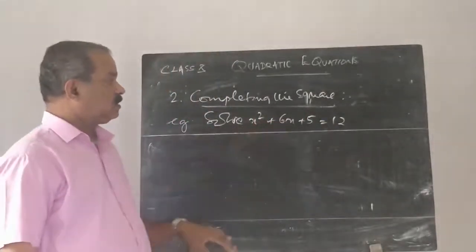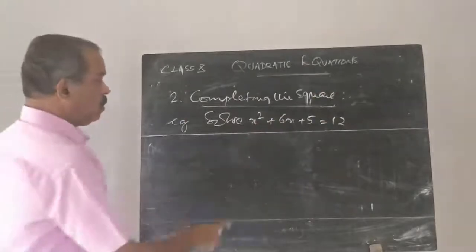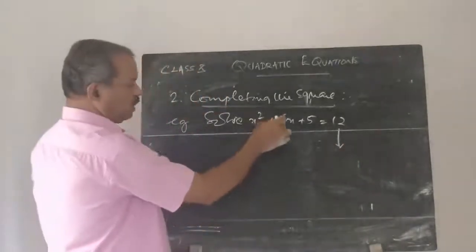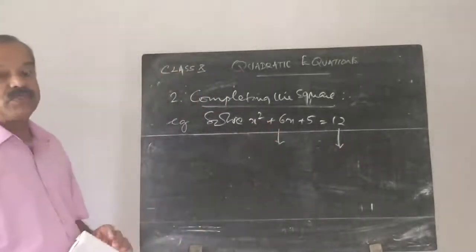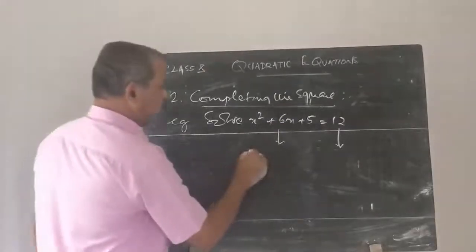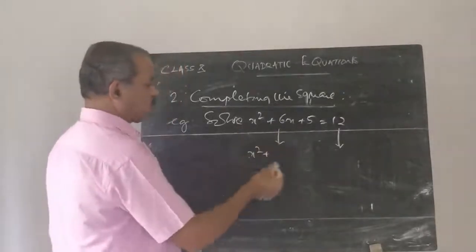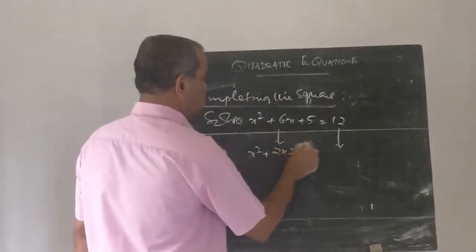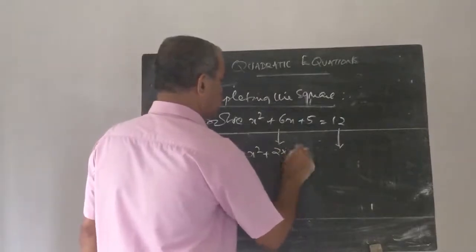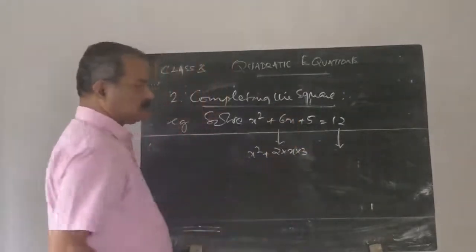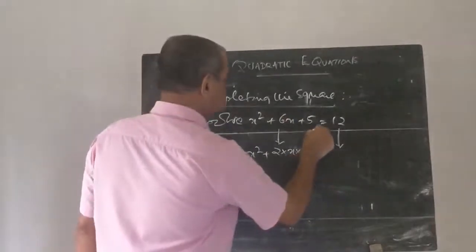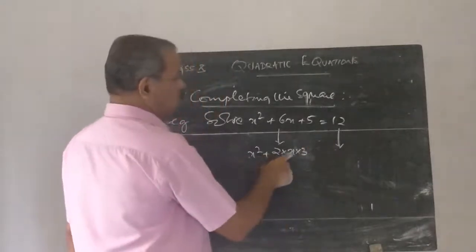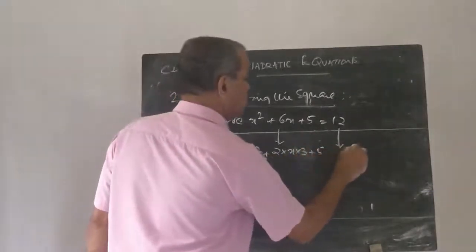x square plus 6x plus 5. Now the LHS. x square, we can split this in the form x square plus 2xy plus y square. How can we write it? x square plus 2xy. 6x is 2 into 3 into x, or 2 into x into 3. Plus 5. So x square plus 2 into x into 3 plus 5 equal to 12.